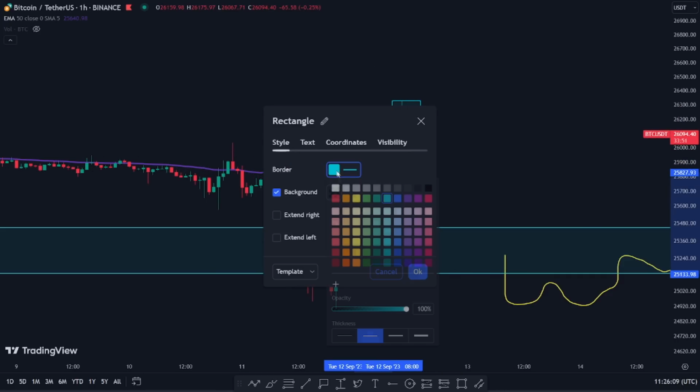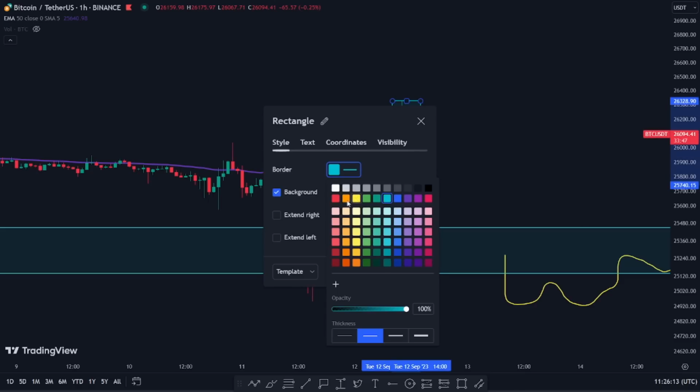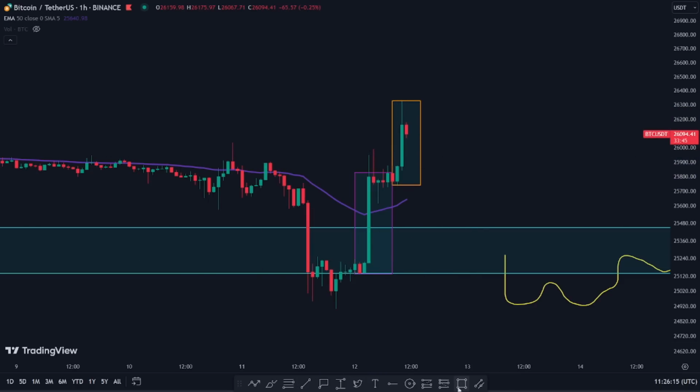Hang on, let me change the color so it's not confusing. The colors always have to be this way, otherwise it doesn't work, okay? It's the same as the wicks and the liquidity pools. Asia is purple, London is orange, and New York is white. Otherwise, it doesn't work, guys.